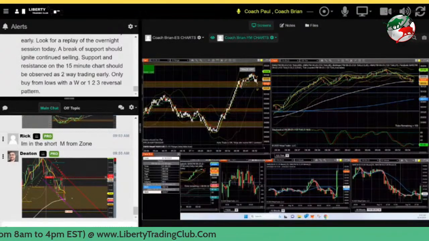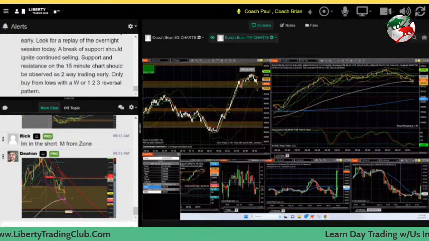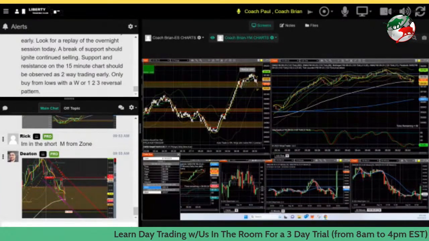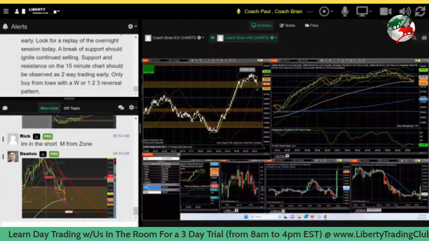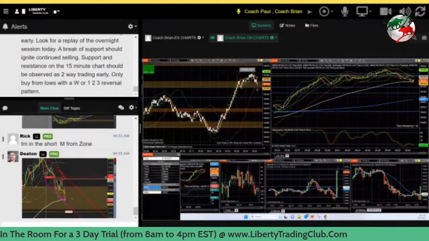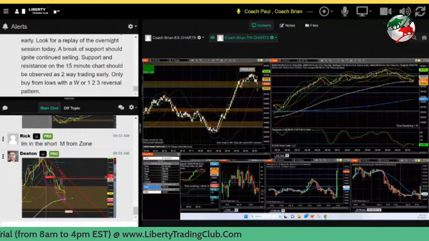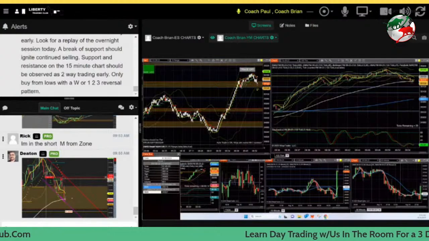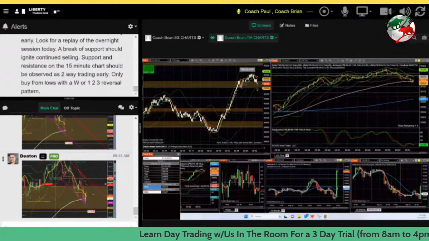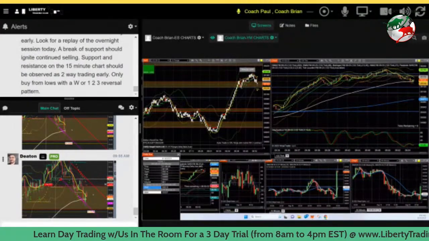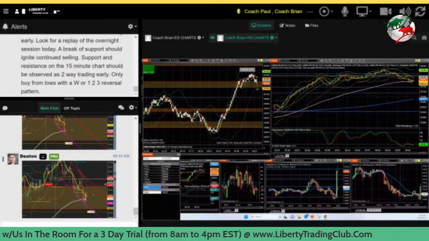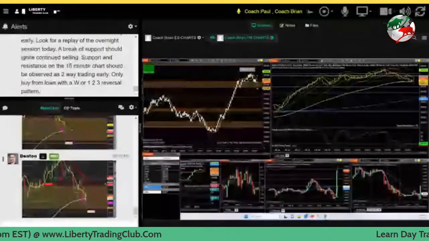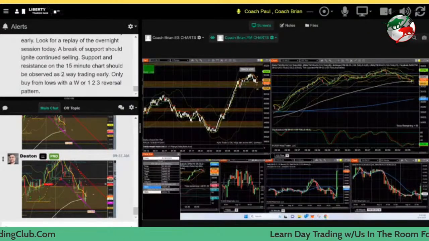Nice job, Deaton. Pull that stop down a little bit. There we go. You guys are following the plan today. I love it. It's awesome. You guys are following the plan today. It makes me happy. Stay in that short trade, guys. You guys that are there, no reason to be out of it. Just squeeze your stops down a little bit.